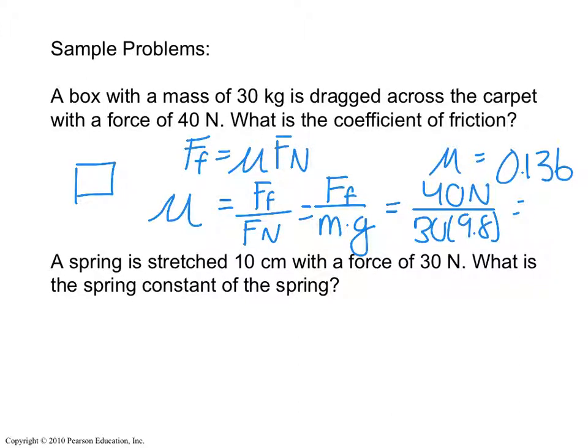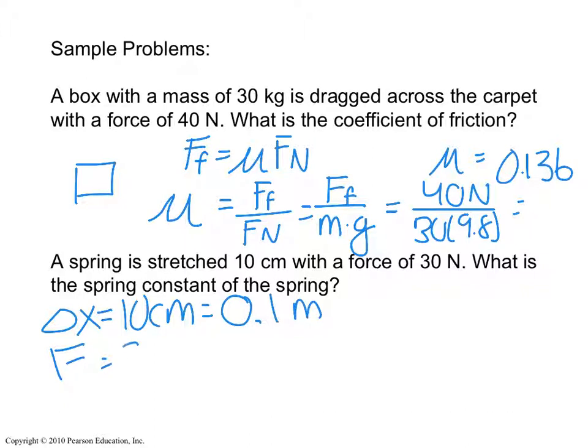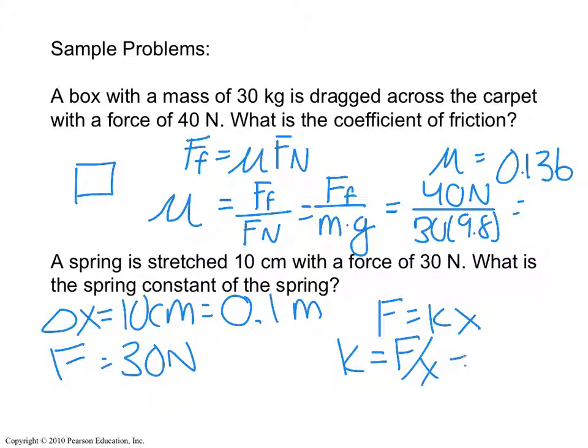Second problem, a string is stretched to 10 centimeters, so my delta x is 10 centimeters, but I mean this in meters, so that's 0.1 meters, with a force of 30 newtons. What is the spring constant of the spring? So we have F equals kx. We're solving for k, so k equals F over x. Here I can plug in my numbers, so 30 over 0.1. So for my spring constant, I should get 300, and my units are newtons over meters, because I have force over a distance.